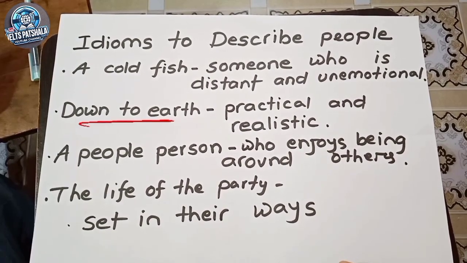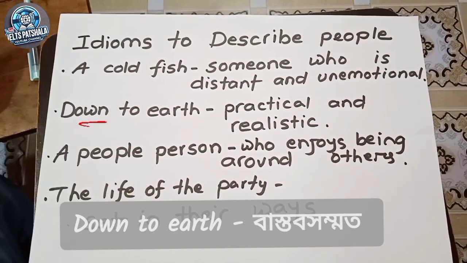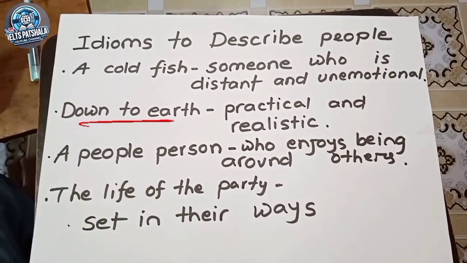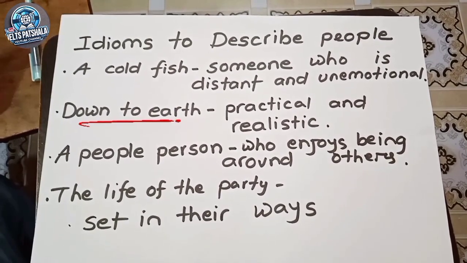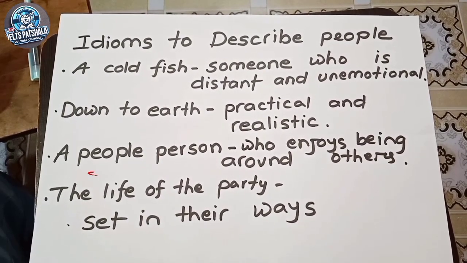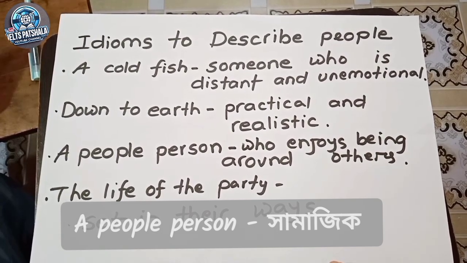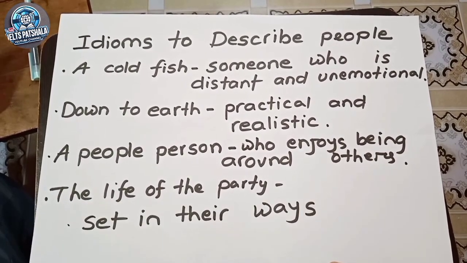And down to earth, this means someone who is practical and realistic. For instance, she's so down to earth even though she's very successful. And a people person, this idiom describes someone who enjoys socializing and gets along well with others. For example, he is definitely a people person. Everyone loves talking to him.